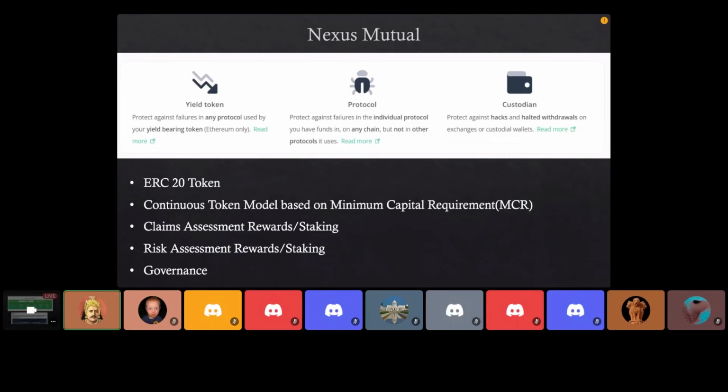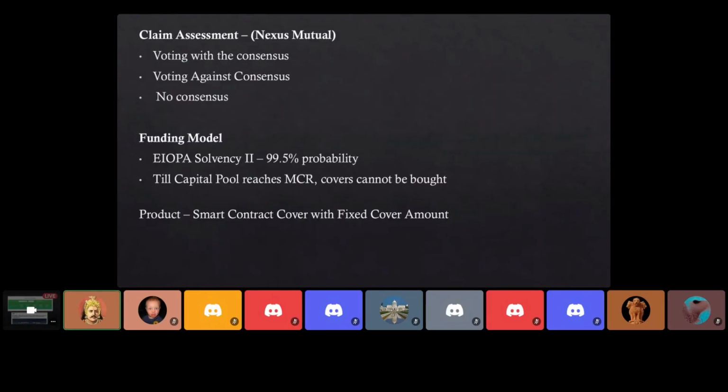Again, risk assessment is a very important thing for Nexus Mutual because they are dealing with smart contract cover. So risk assessment is done by assessors who assess the protocols or the smart contract code for any bugs or any potential risks in future. They'll also be rewarded appropriately. So this is about Nexus Mutual, and I just wanted to put out an interesting thing about the claim assessment.